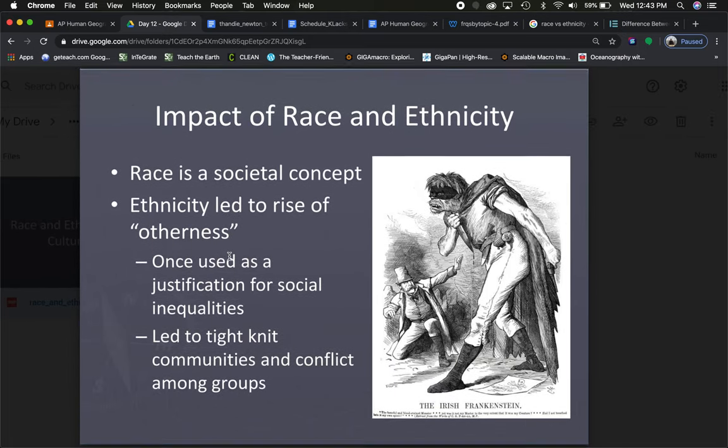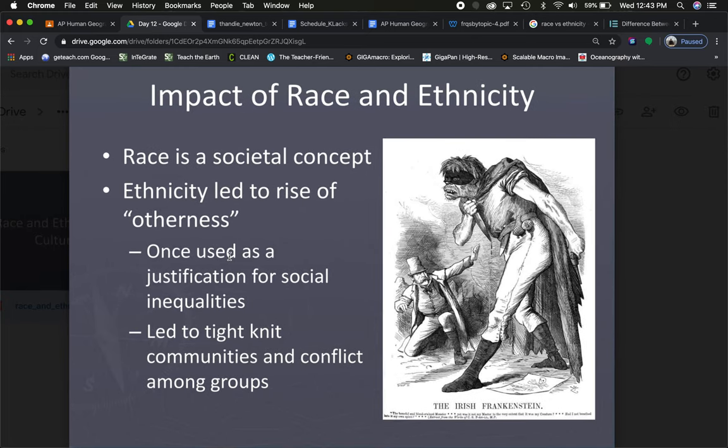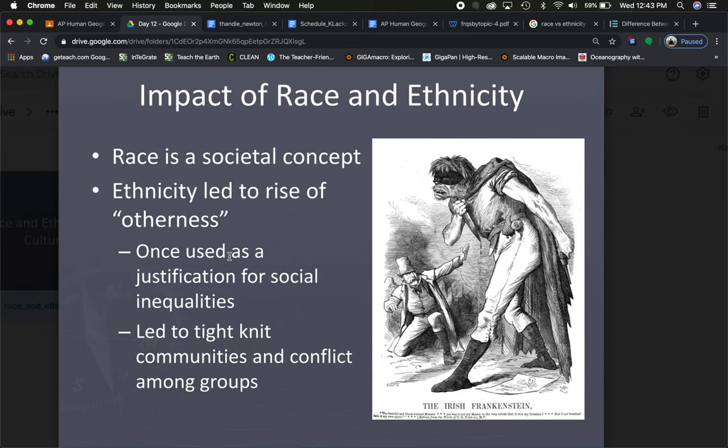So if we move on to talking about the impact of these two words, race is more of a thing that's developed by society, a societal concept. Versus ethnicity, which led to the rise of this otherness factor. Ethnicity was once used as justification for social inequalities. Because of those inequalities, it led to tight-knit communities and some conflict among different groups.